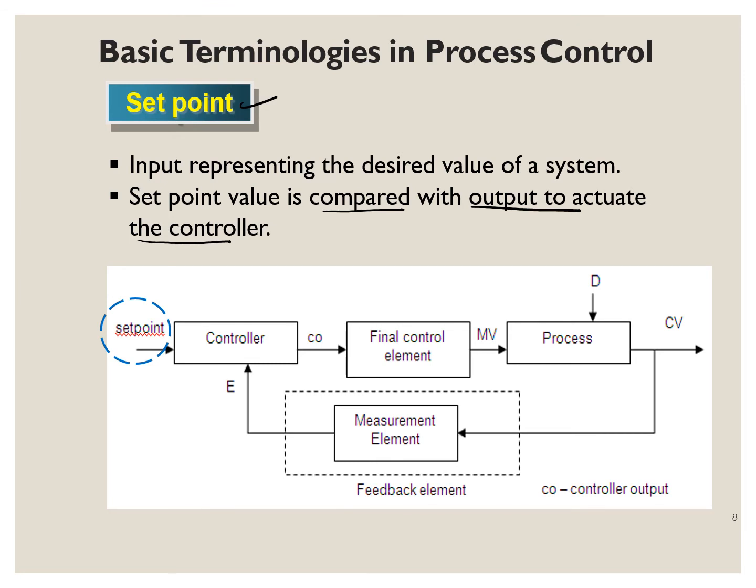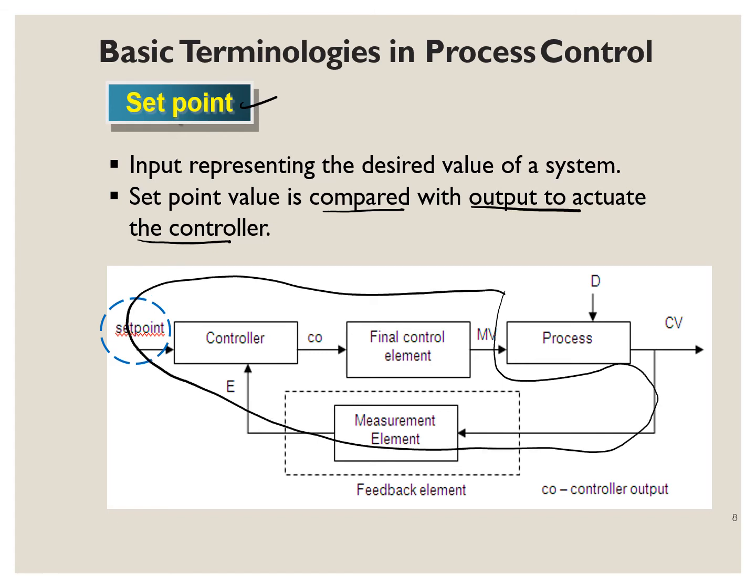So basically, here is one complete control system. This is our main process. Normally this control system is only a small size as compared to the process. Here, the set point is the input of our control system.